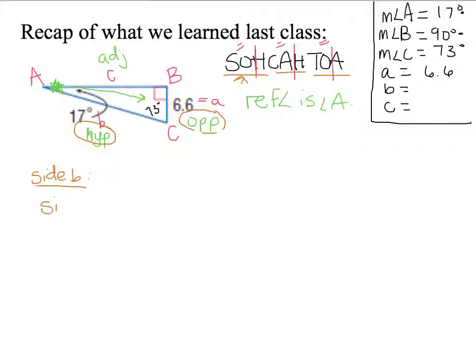So sine of our reference angle, which is 17 degrees, is equal to the opposite, 6.6, over the hypotenuse, which was letter B. Okay, now it's just jumping back to a little bit of algebra.